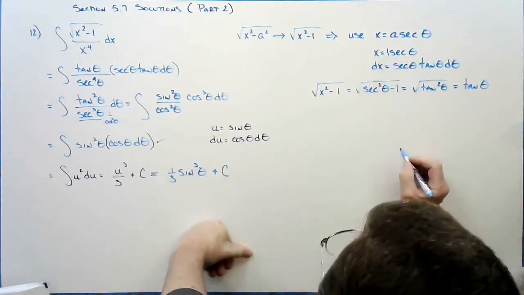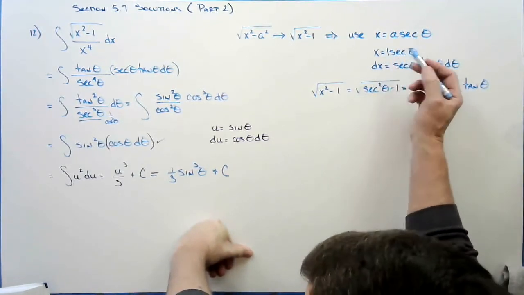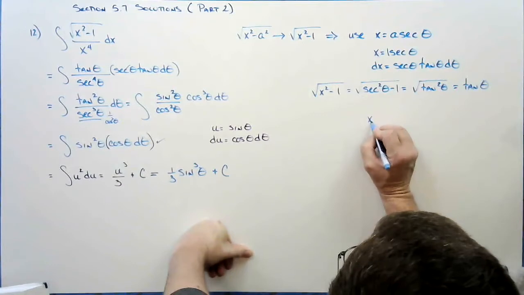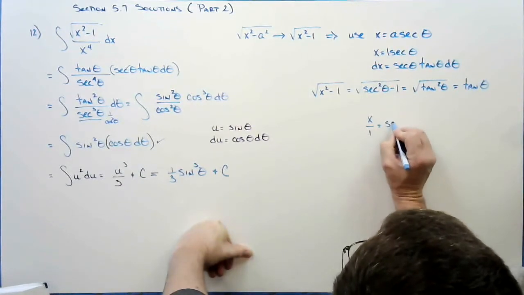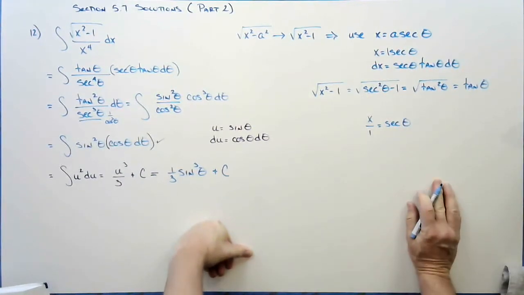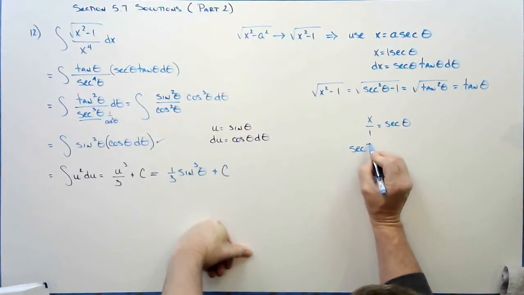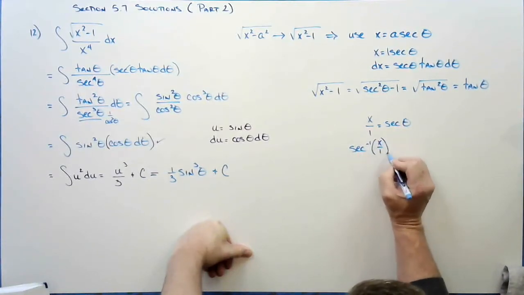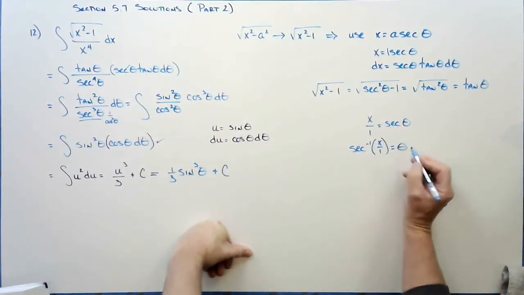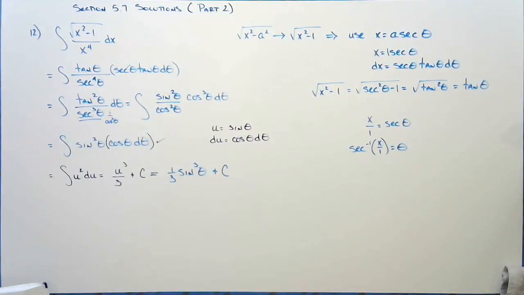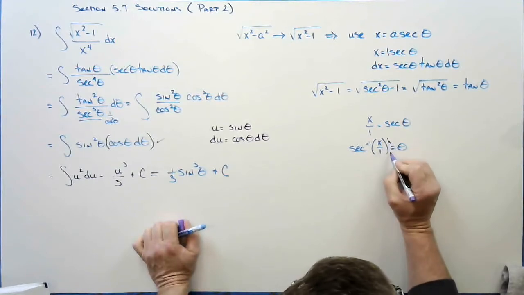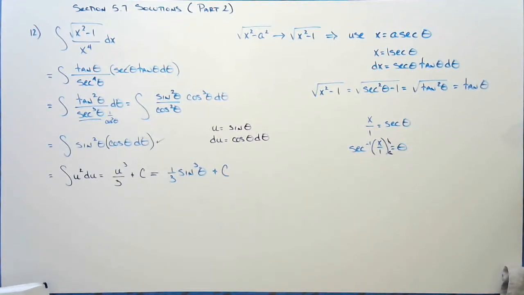We come back over here, and we rewrite this, we'll put the a in, it makes it easier. So we get x over 1 equals secant of theta, or we get inverse secant of x over 1 equals theta. And then we have to remember that secant is hypotenuse over adjacent, right? Secant is the reciprocal of cosine. Cosine is adjacent over hypotenuse. So secant is its reciprocal, so it's hypotenuse over adjacent.